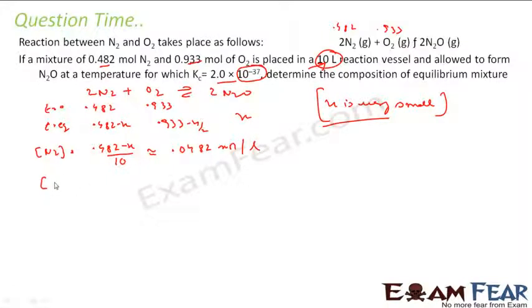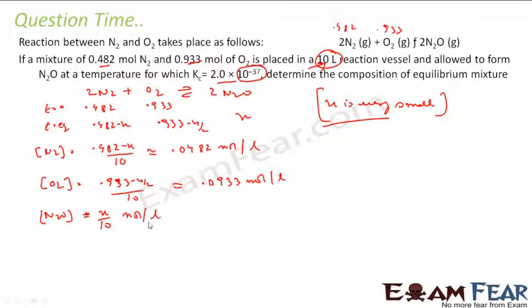Similarly, the molar concentration of O2 will be what? 0.933 minus x by 2, divided by 10. You can ignore this part, so this becomes 0.0933 moles per liter. Similarly, the concentration of N2O we have to find. That is x. We can't ignore this part now. X by 10, right? Because if you make it 0, it doesn't make any sense. Even if it has some value, it will have some meaning here. X by 10 mole per liter.